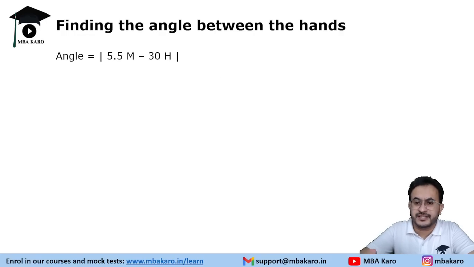So let's see the first type, finding the angle between the hands. Okay, so there is a direct formula.